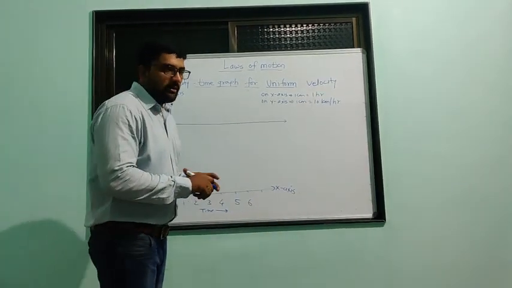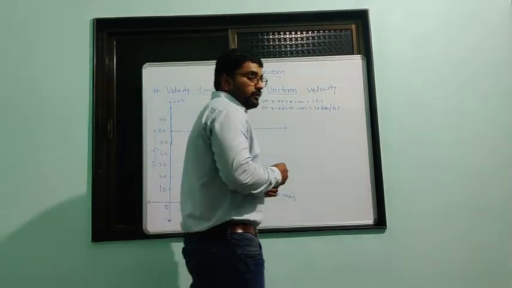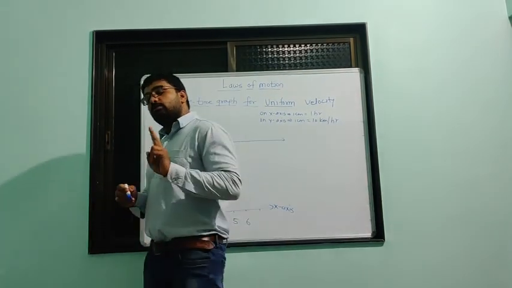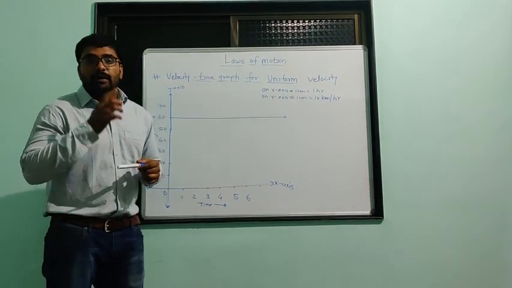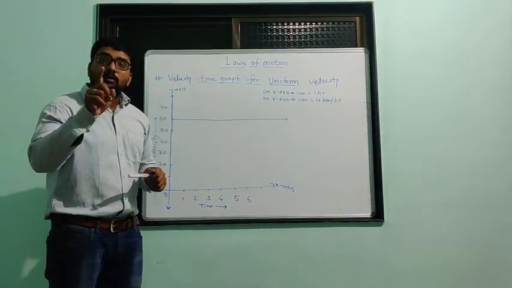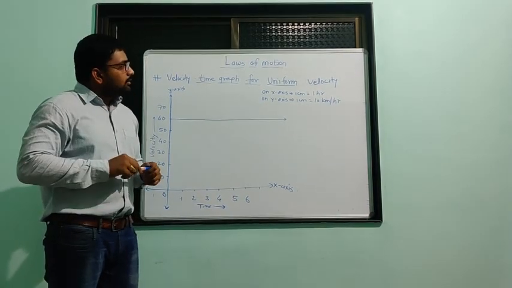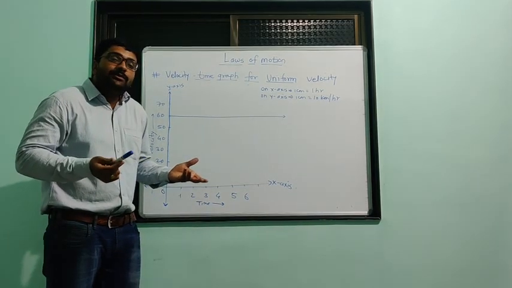Next graph we have to see is the velocity-time graph for uniform velocity. Up to now we have seen two graphs, uniform motion and non-uniform motion. Now we have to see the velocity-time graph for uniform velocity. What is meant by uniform velocity? Simply, uniform means what?